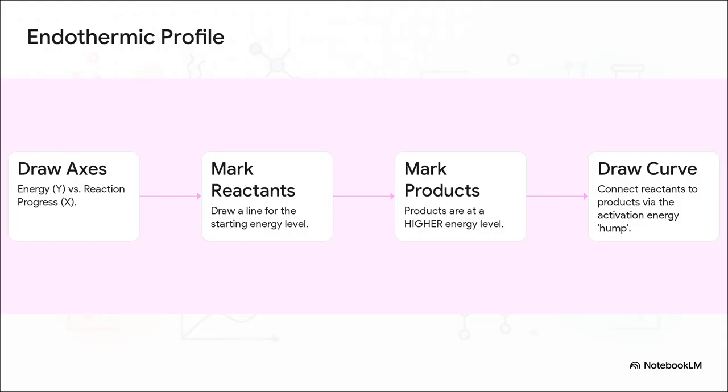Now for an endothermic profile. We do pretty much the same thing, but with one massive difference. Because this reaction takes energy in from the surroundings, the products are going to finish at a higher energy level than where the reactant started. That's the only real change you need to remember.